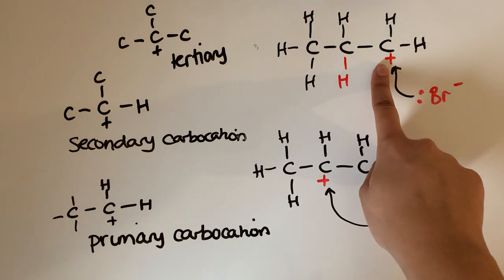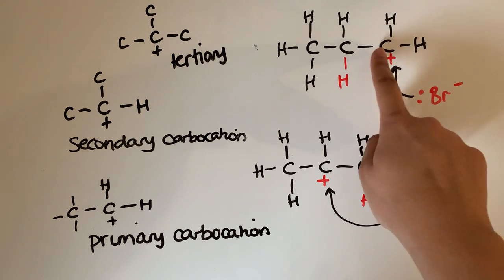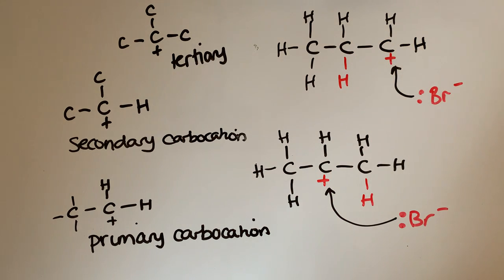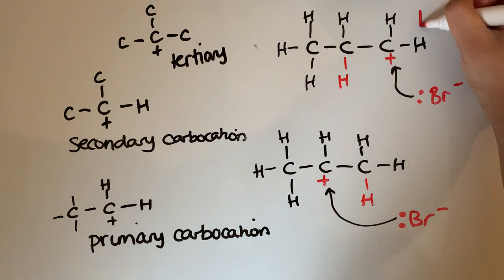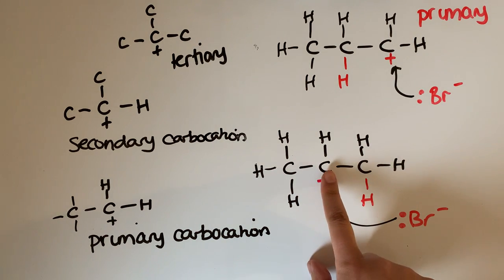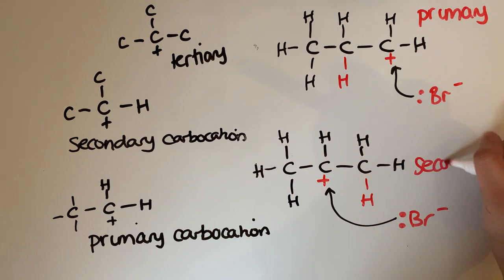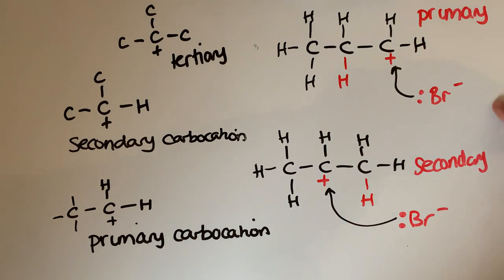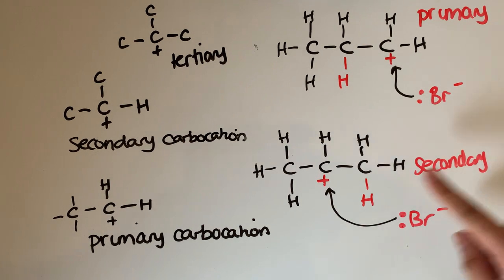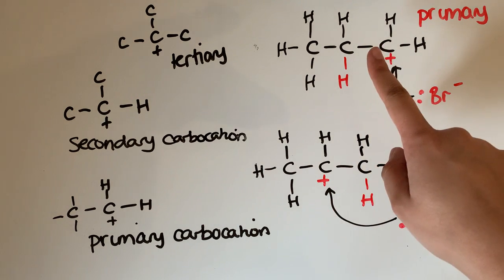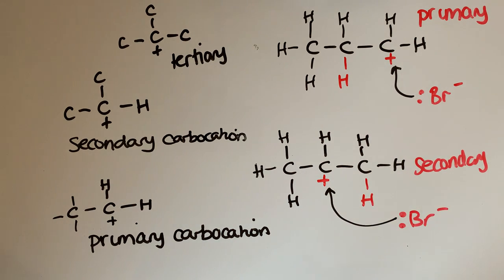This one here, if we look at the carbon with a positive charge, is bonded to two hydrogens and only one carbon. So this one here is a primary carbocation. And this one here, this carbon is bonded to two other carbons, so this is called a secondary carbocation. Secondary is more stable than primary, and therefore this carbocation is more likely to form than this one. And that means this one is going to lead to more product.